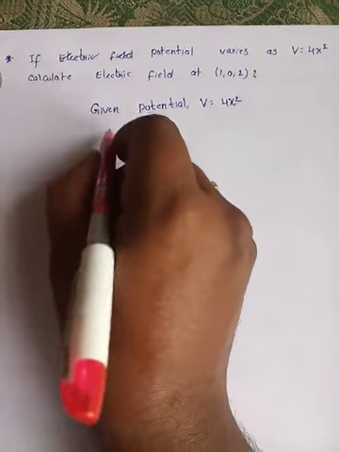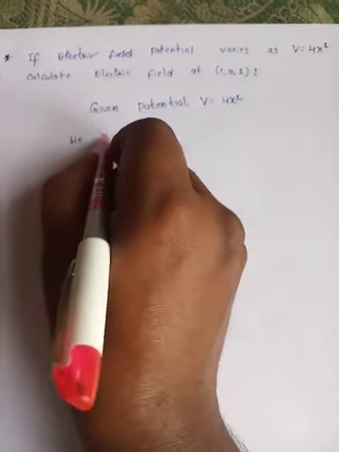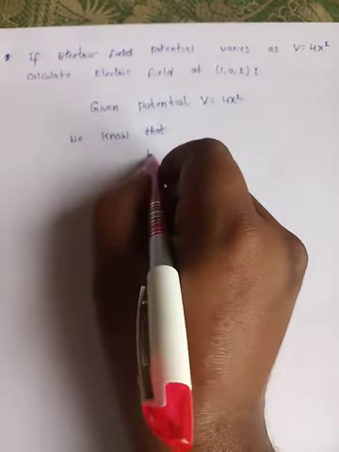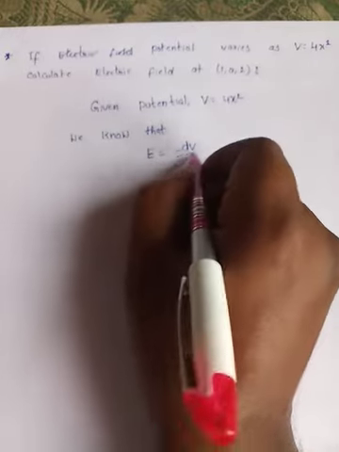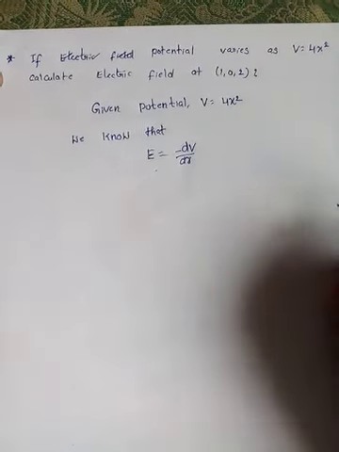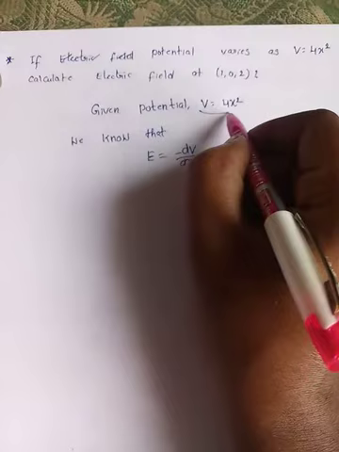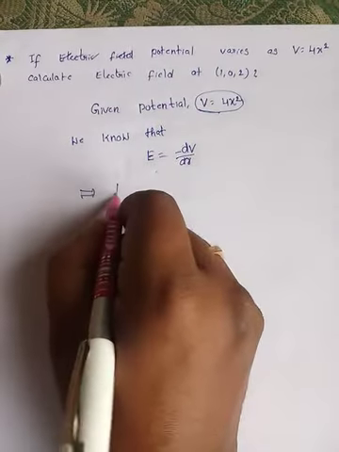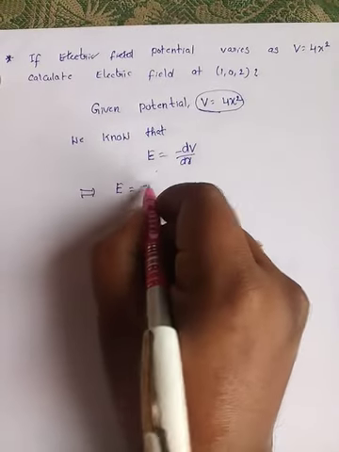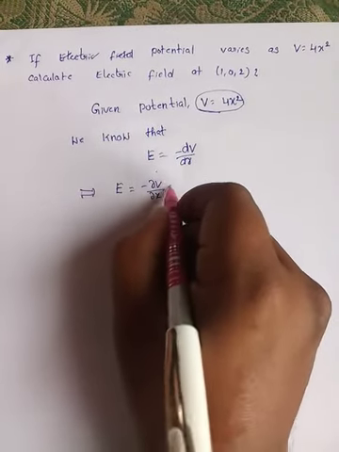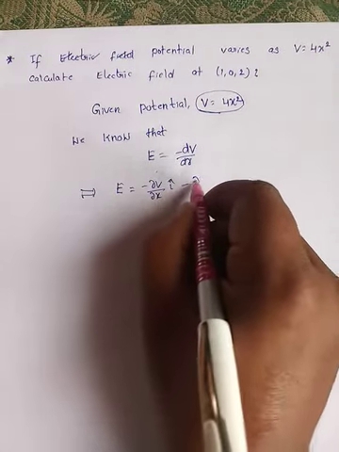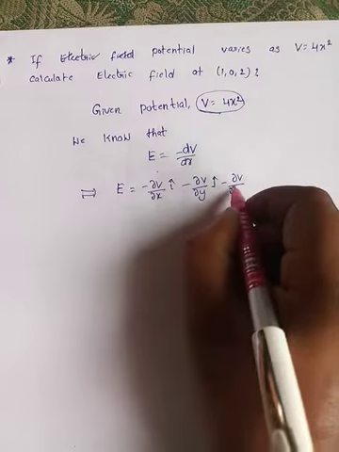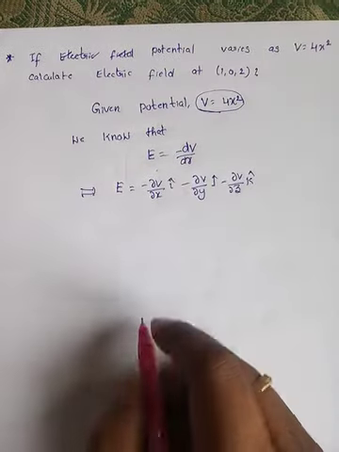Now what is the relation between electric field and potential? Let us write the relation. We know that electric field equals minus dV by dr. As you observe here, the potential lies only along the x-axis. So let us take that E equals, generally what we can write, minus dV by dx into i cap, minus dV by dy into j cap, minus dV by dz into k cap.